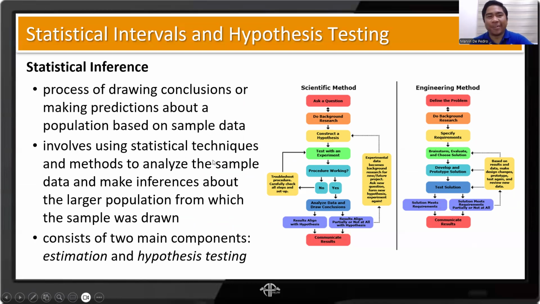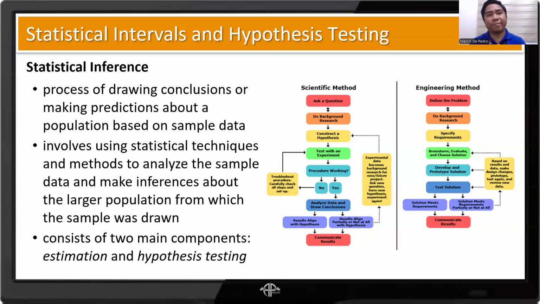Basically, there's statistics in both. There's statistical inference. So what is statistical inference? It's the process of drawing conclusions or making predictions about a population based on sample data. So instead of doing the test for the entire population, we can test a certain portion or a sample of that population. And whatever our conclusion regarding the sample, it could also be used to generalize to the entire population.